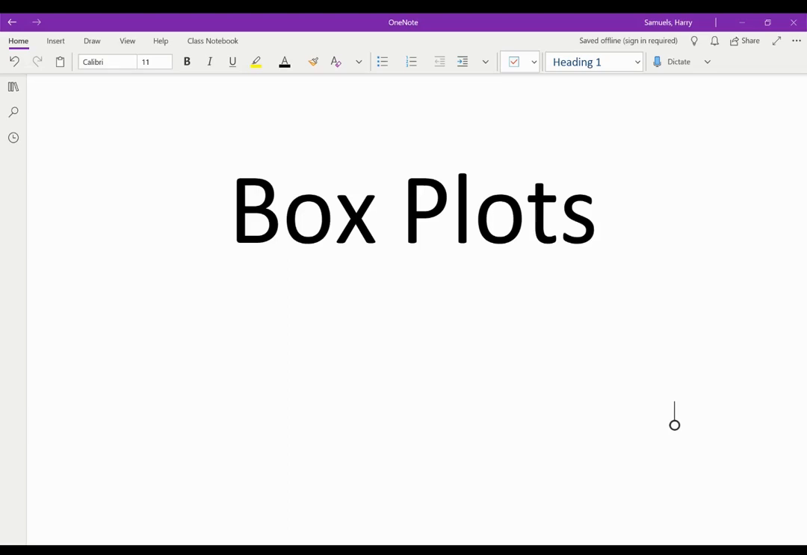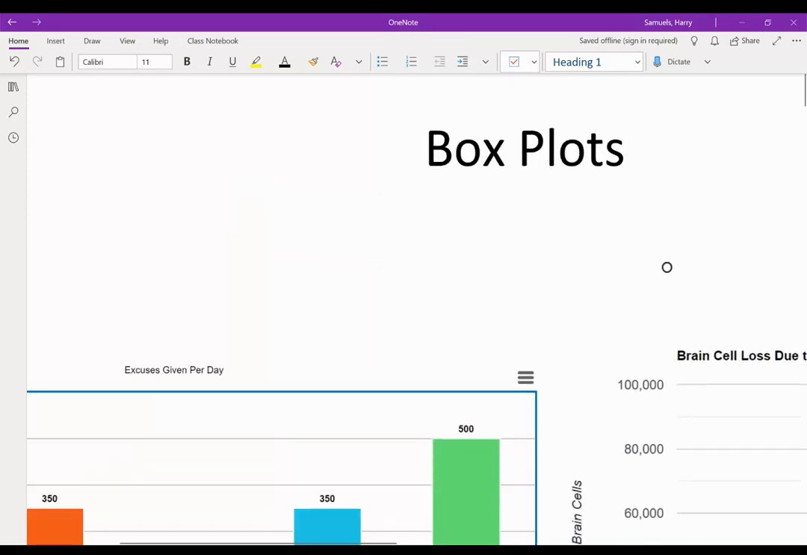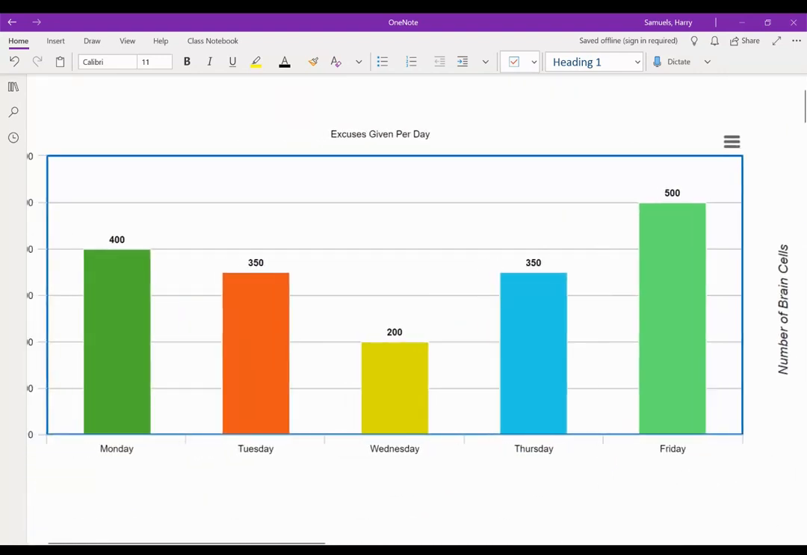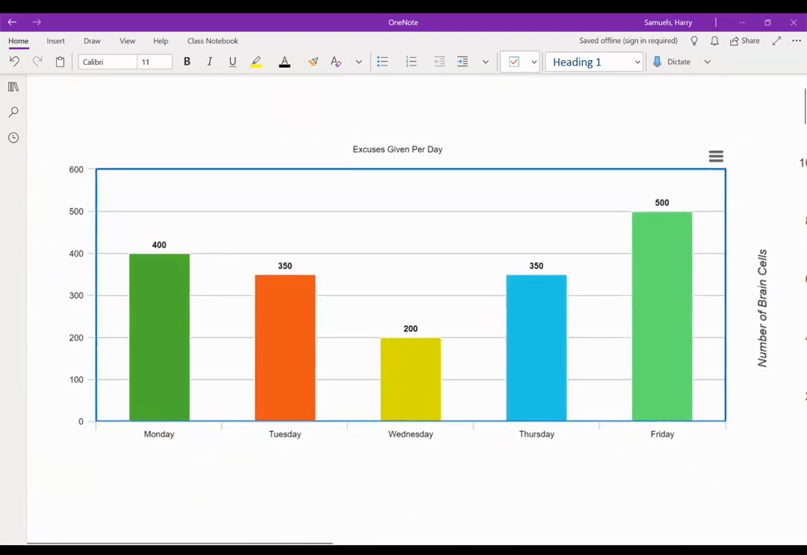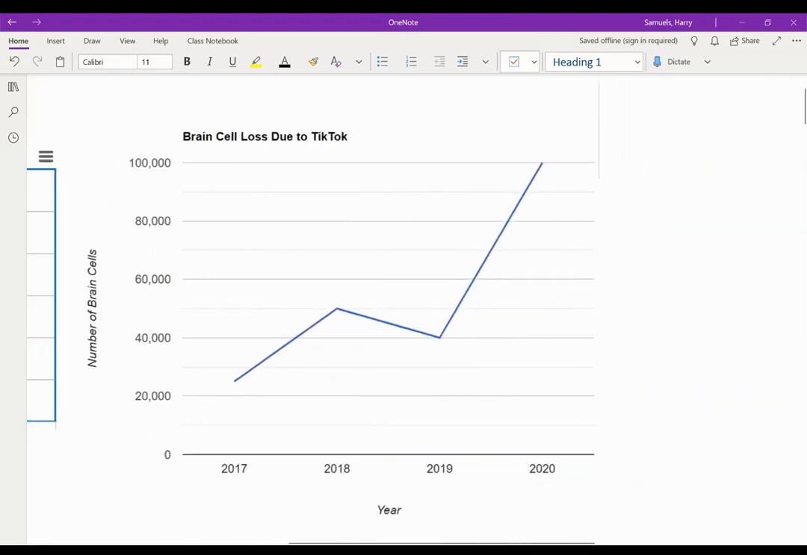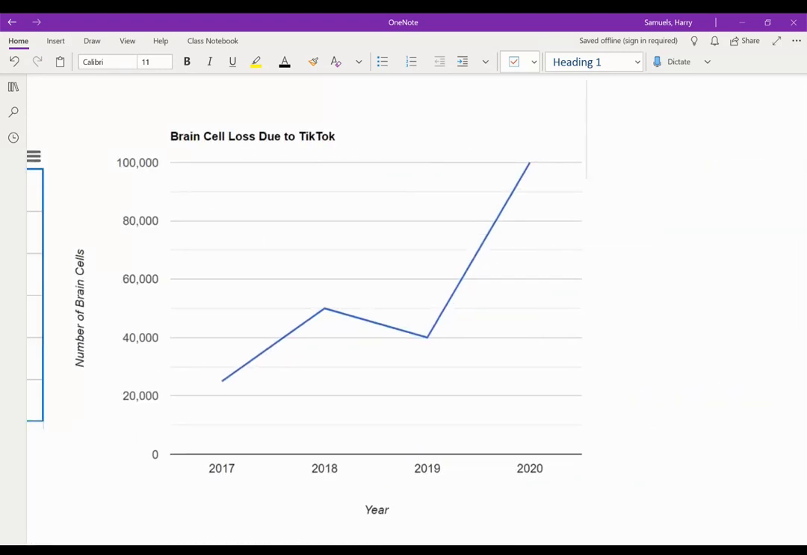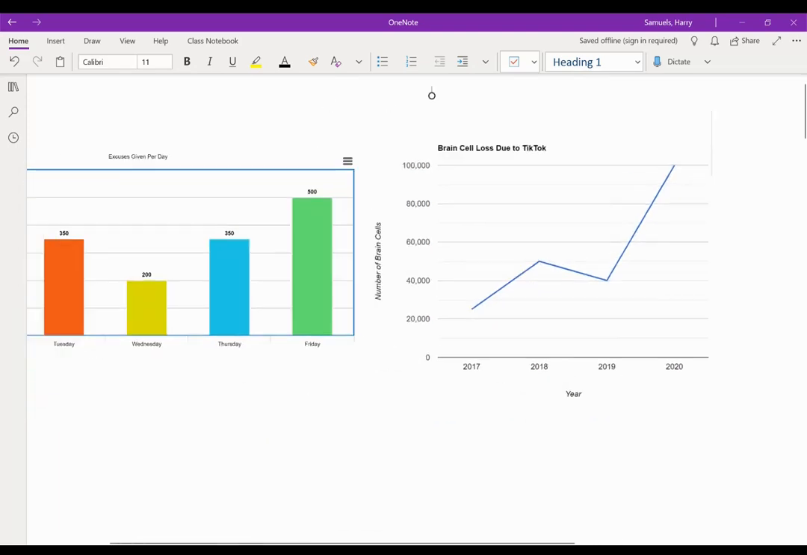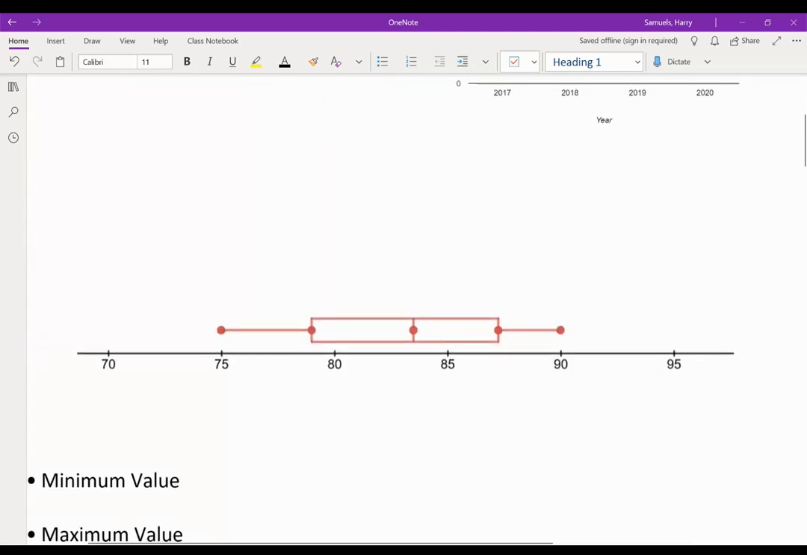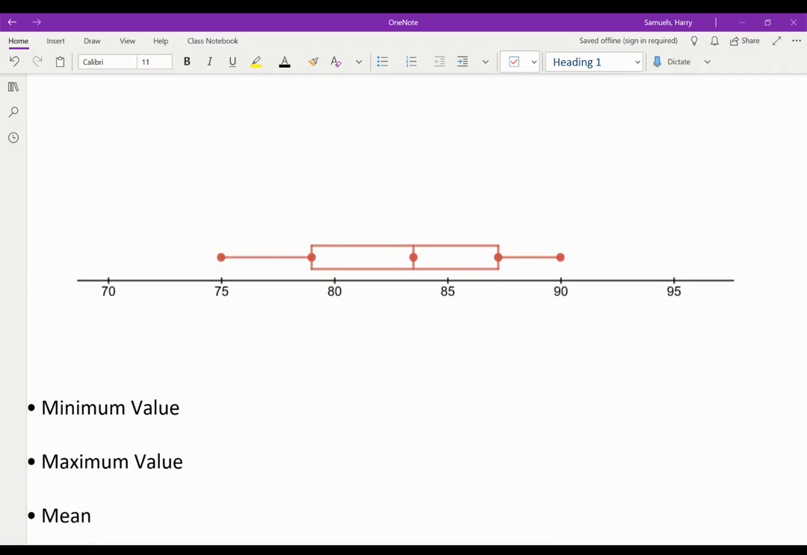Hey guys, today we're going to be talking about box plots. Now, box plots are a useful way to display data, much like your bar graph or line graph. Here's a bar graph or a line graph. You may know a box plot by its other name, the box and whisker plot.